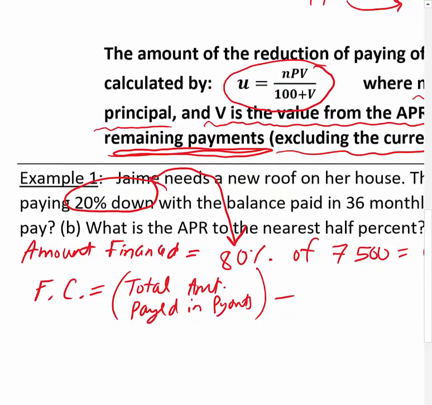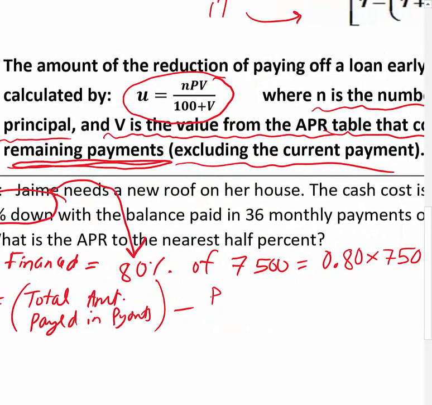And that'll be then minus the principal. Or, yeah, did they say principal? Or the amount financed, whatever. Amount financed. There we go.